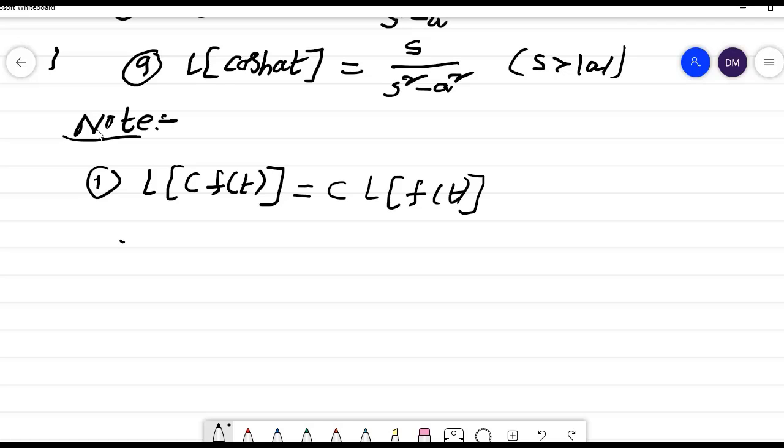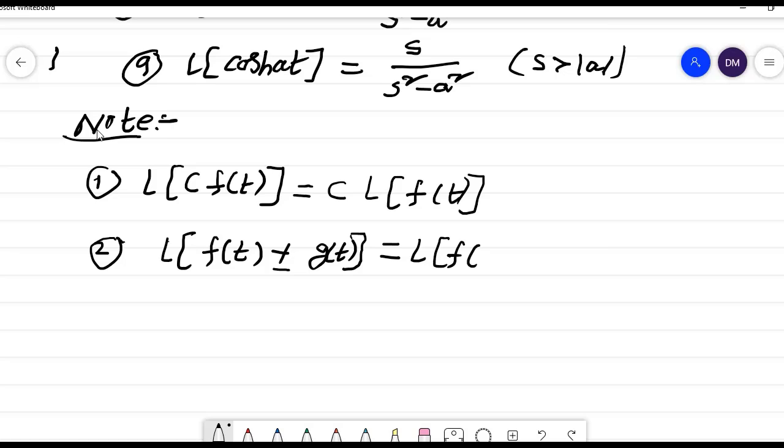If the function is in the form of c into f of t, where c is a constant, then keep the constant c outside the Laplace transform and apply the Laplace transform to the function f of t. Next, the important point 2 is if the functions are in the form of addition or in the form of subtraction, then apply the Laplace transform to the individual functions. We can write this as L of f of t plus, if you have the plus, or minus, if you have the minus, L of g of t.